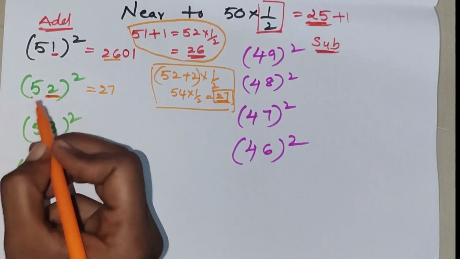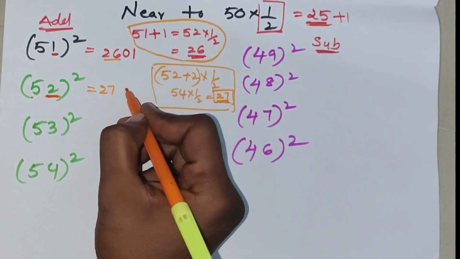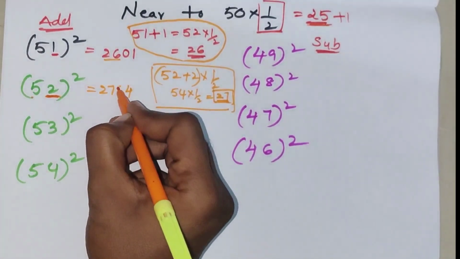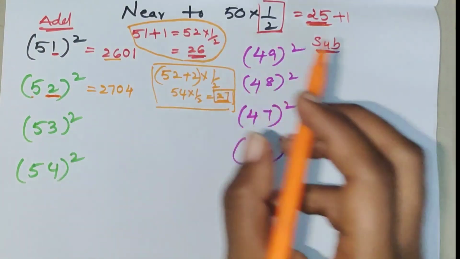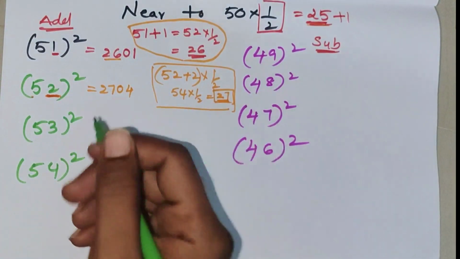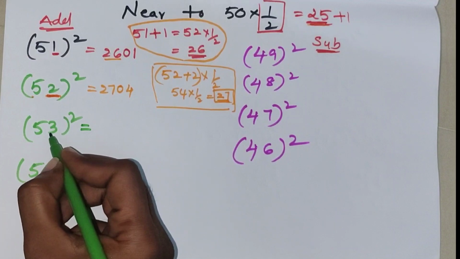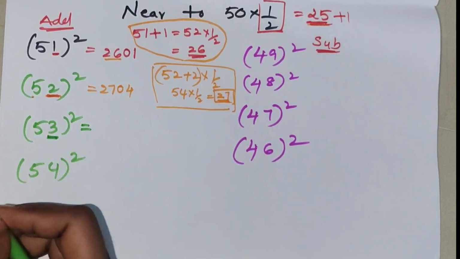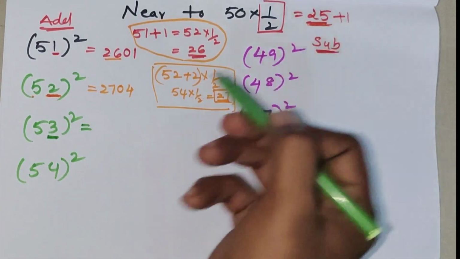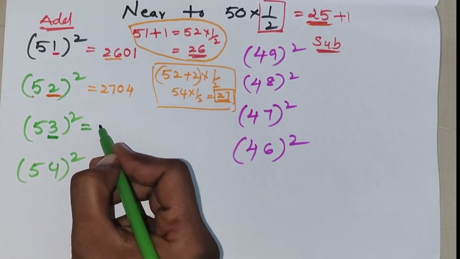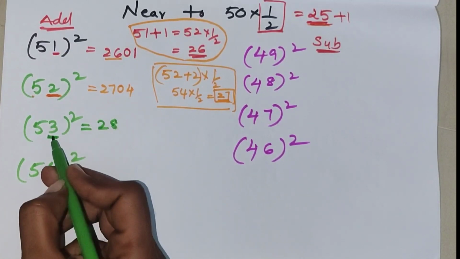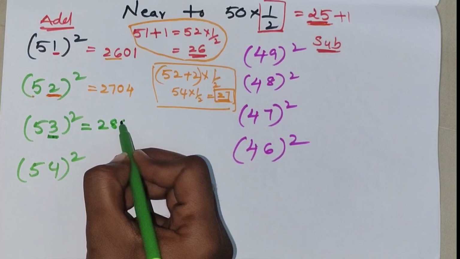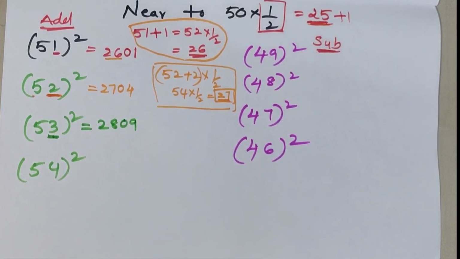How much more? 2 more. 2 square is how much? 4. Actually it is a 4-digit number, that's why I am going to add 0 before. Let us directly do this question. Here it is 3 more than 50. I am adding to 25. 25 plus 3 is 28. 3 square is 9. It is a 4-digit number, that's why I am going to add 09.